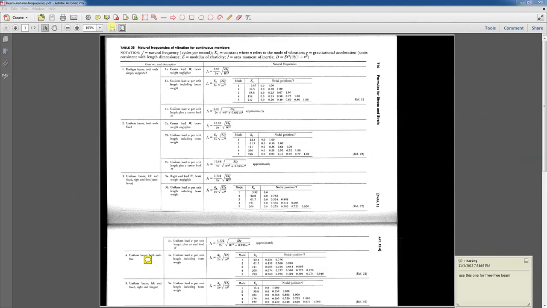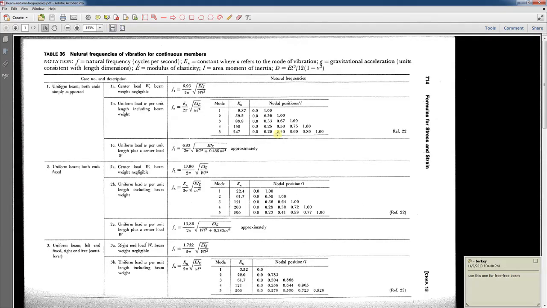And so let me zoom in a little bit. This is from Table 36, Natural Frequencies of Vibration for a Continuous Member. And we have to pay very close attention to the notation. F is going to be the natural frequency in cycles per second. Kn is a constant, where n refers to the mode of vibration. G is gravitational acceleration, with units consistent with the length dimension. E is the modulus of elasticity, and I is the area moment of inertia. The D term is used for plates, and we don't need it for our beams.